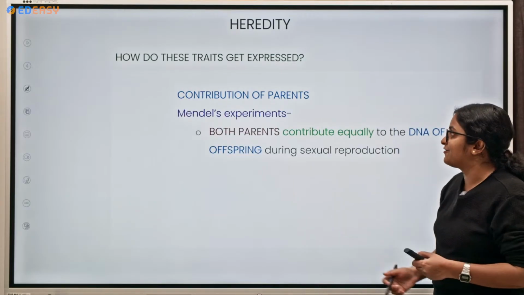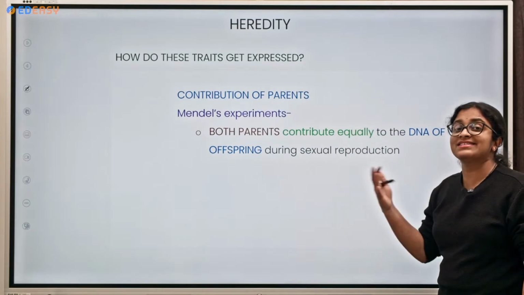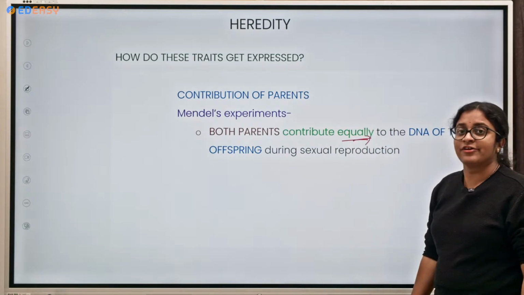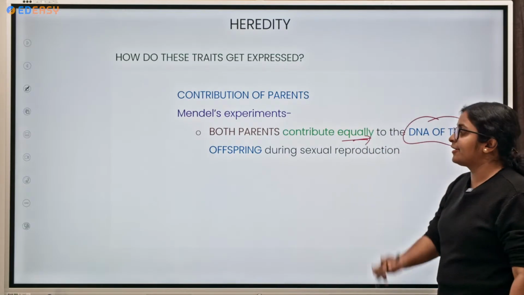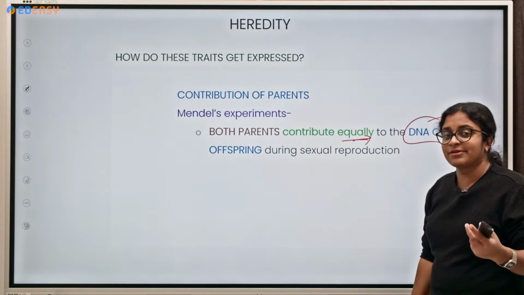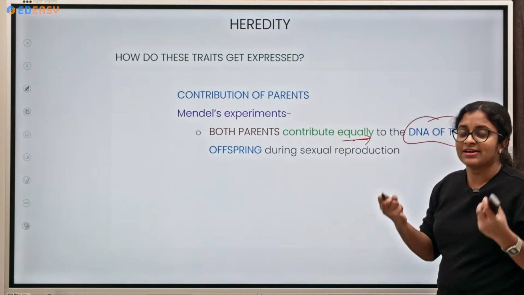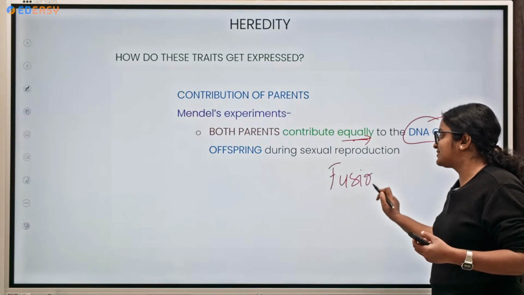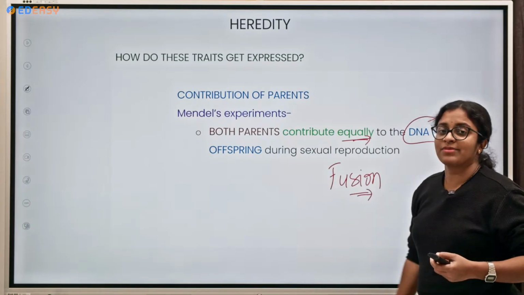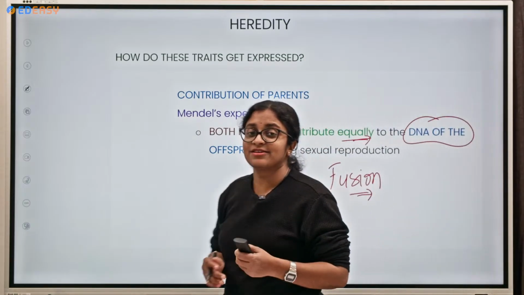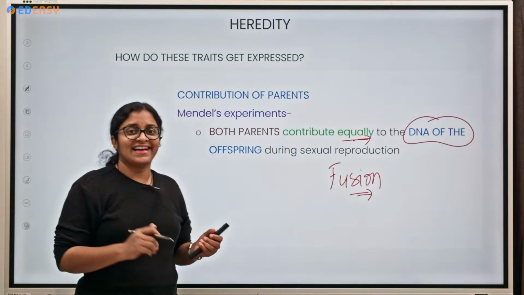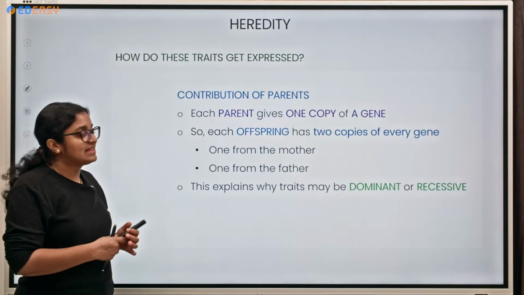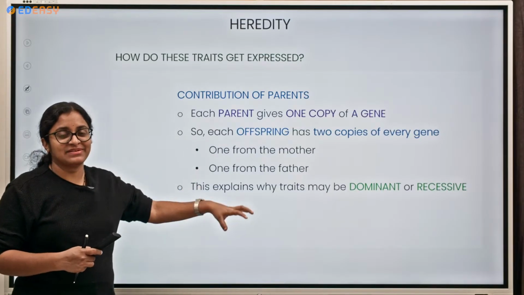Okay. Now, the contribution of the parents: from Mendel's experiments, we have seen both the parents contribute equally to the DNA. So the DNA of the offspring comes from the contribution of the male parent and the female parent. During sexual reproduction, there is a fusion of gametes, fertilization happens, and there is a combination of DNA from both the parents. Multiple recombination steps occur, but that will be into the details of the concept. As of now, let's understand the peripheral concept as per the requirement.